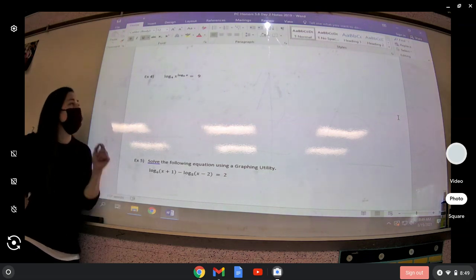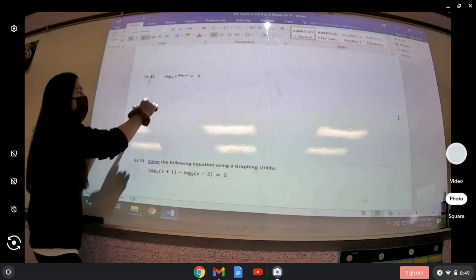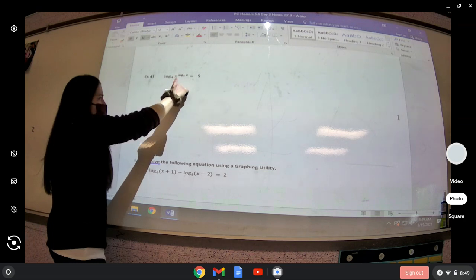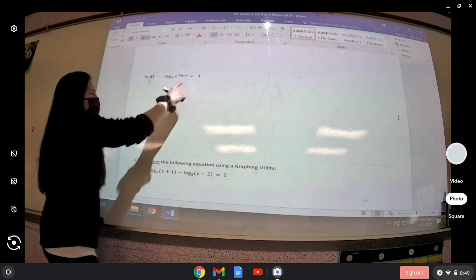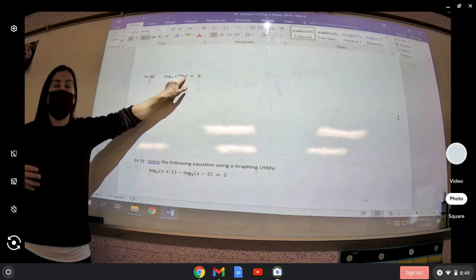Anybody have an idea as to what we could maybe rewrite or do? Think about what we know. Right now, it's log base 4 of x raised to log base 4 of x. So it's kind of like the problem, but then it's raised to the exact same problem.